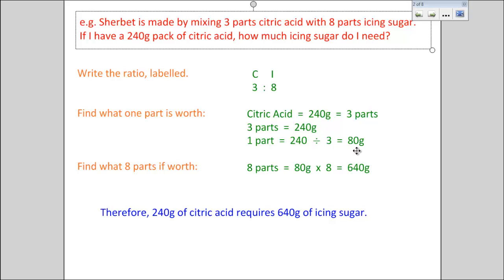And remember, we're allowed to do that with ratios because we know each part of the ratio is worth exactly the same amount. So in this case, each part is worth 80 grams. If we know what one part is worth, then we can find out what 8 parts is worth, which is the icing sugar. So 8 parts would be 80 grams times 8, which is 640 grams. So in this case, 240 grams of citric acid requires 640 grams of icing sugar with this particular mix.